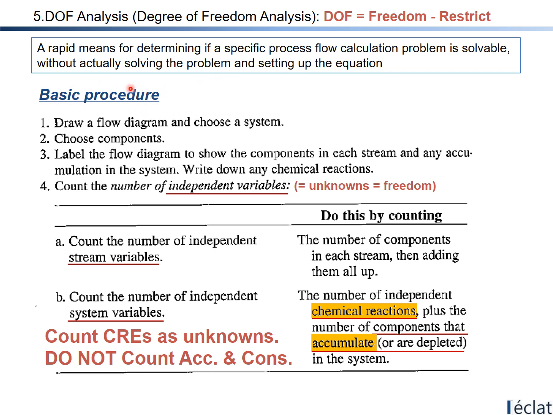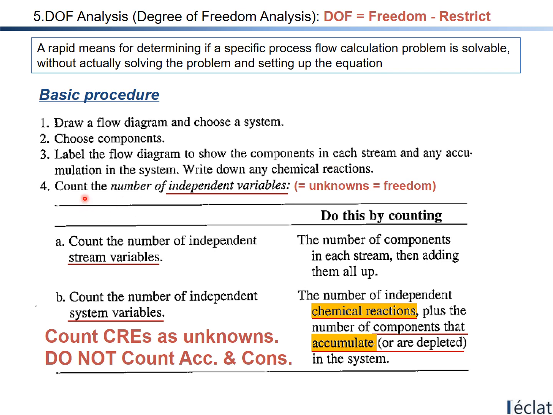Here is the basic procedure. The first step: draw a flow diagram and choose a system. You did it in step A for the process calculation in the previous subchapter 4. Choose components also in step A. Label the flow diagram to show the components in each stream and any accumulation in the system. Write down any chemical reactions. You did it in step B in the process calculation.